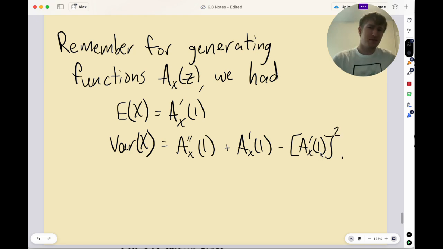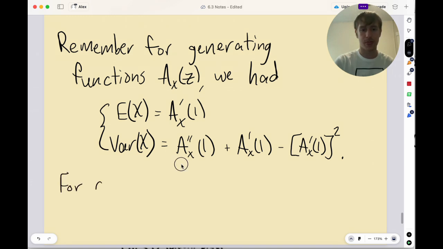Okay, this might be a little complicated, but for characteristic functions, we're essentially going to derive a couple of similar properties if you want to find the expected value and the variance. Because like I said, you're not always going to have a PDF, but you are always going to have a characteristic function. Okay, so let's go ahead and start.